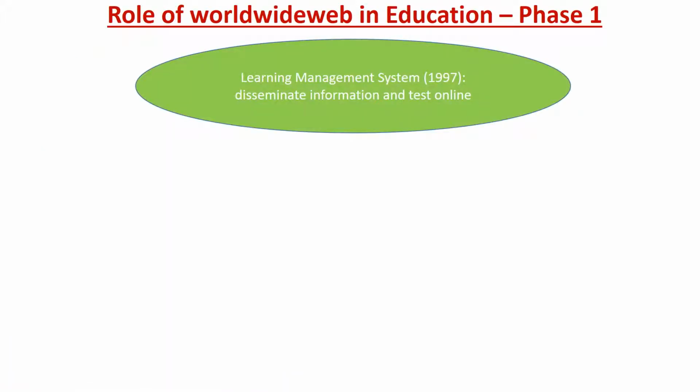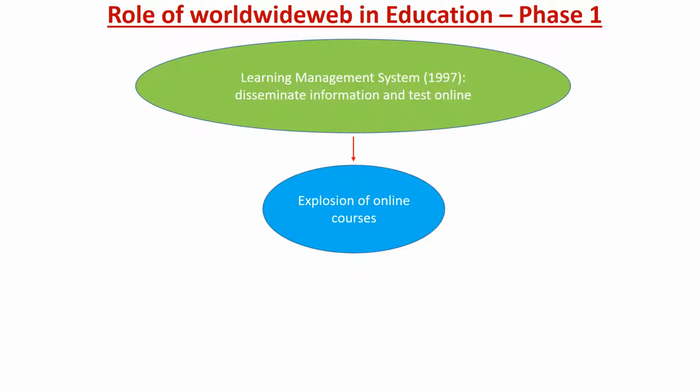The next impact of technology on how we teach came because of the World Wide Web in the 1990s. And from our perspective, it was the learning management system that was developed in 1997, through which instructors could disseminate information to students and also test them online. Examples of LMS are Blackboard, Canvas, and so on.